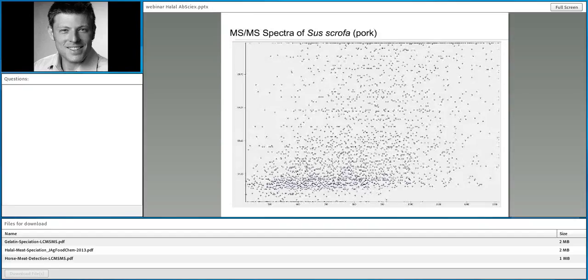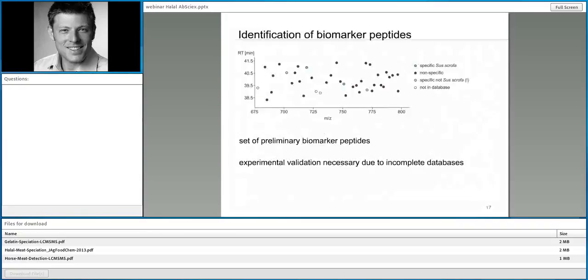The data sets you obtain from these experiments can be quite complex, and they are often displayed in something like this. This is a heat map where the retention time and the m over z values are given on the x and y axis. Every circle you can see on this heat map represents the precursor mass of a peptide together with an MS-MS spectrum. These data sets are then used for the database search, and this is exemplified here.